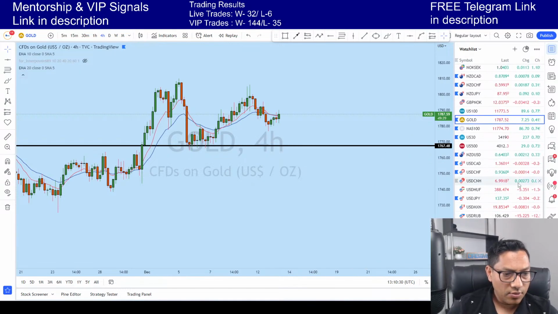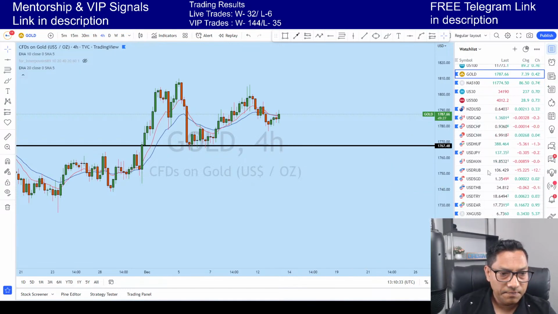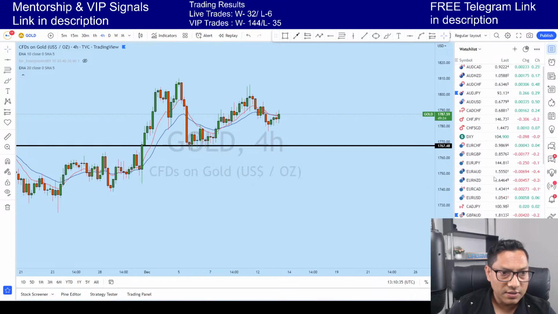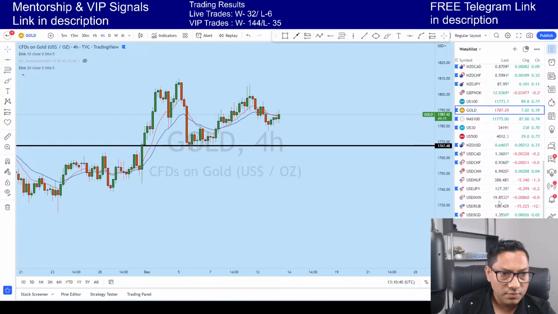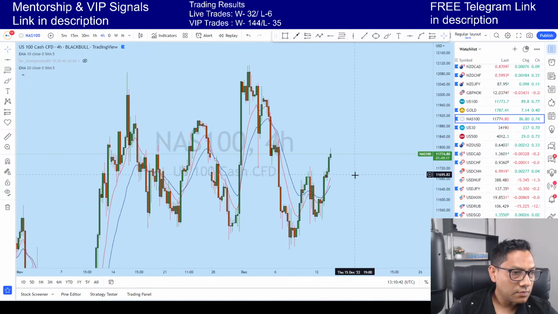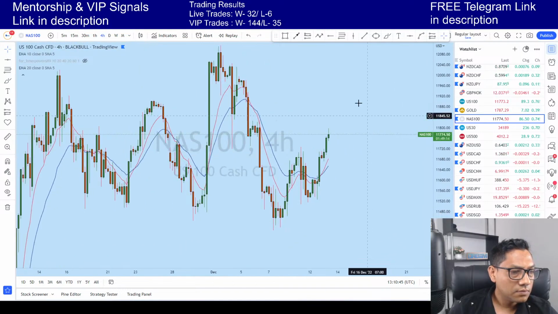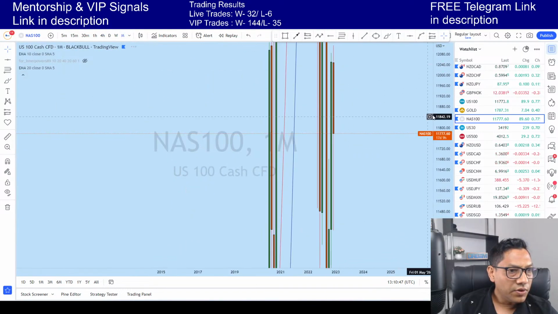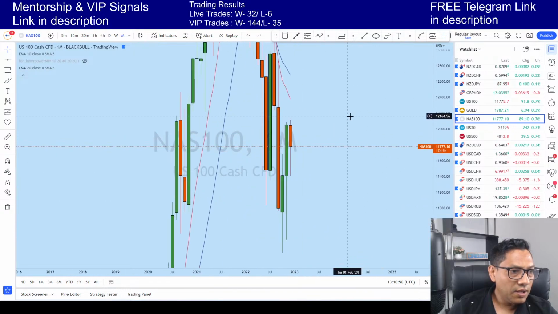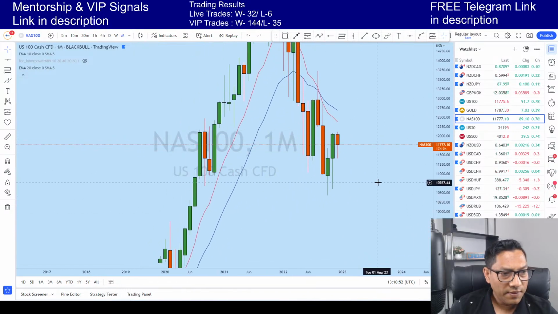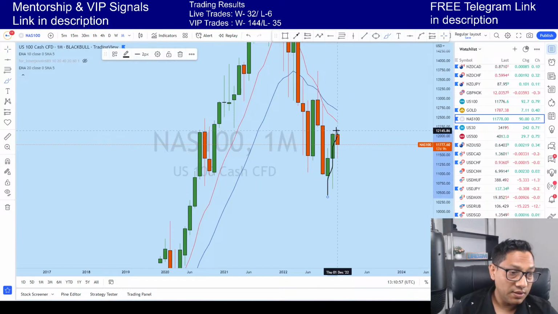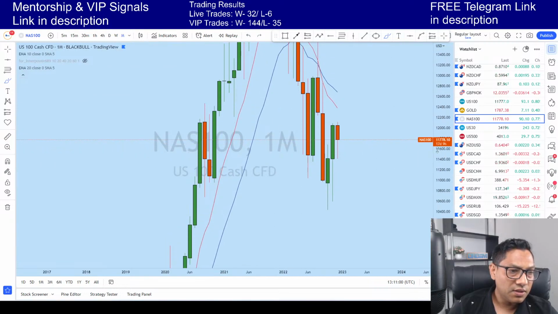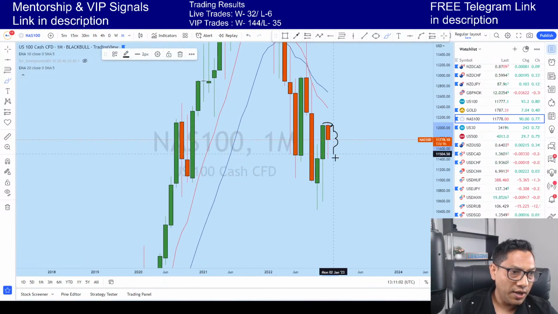Okay, Nasdaq. What do we see on Nasdaq? First of all, looking at the monthly on Nasdaq, we have seen back to back 2 months of bullish move. Now this month, as soon as the market opened, we have seen primarily a rejection.